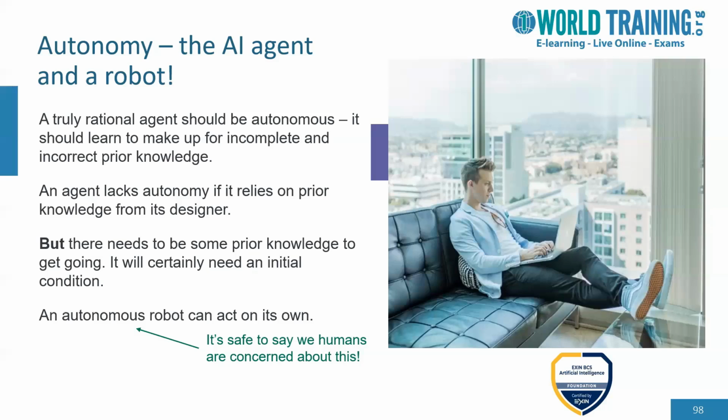So as we say, an autonomous robot can start acting on its own, and individuals or humans are thinking, is it a point of concern for humans? It's too early to comment. Is it really safe for humans that, if the agents become too autonomous, is it a threat to humans? It's too early to comment and discuss this point at this point in time.